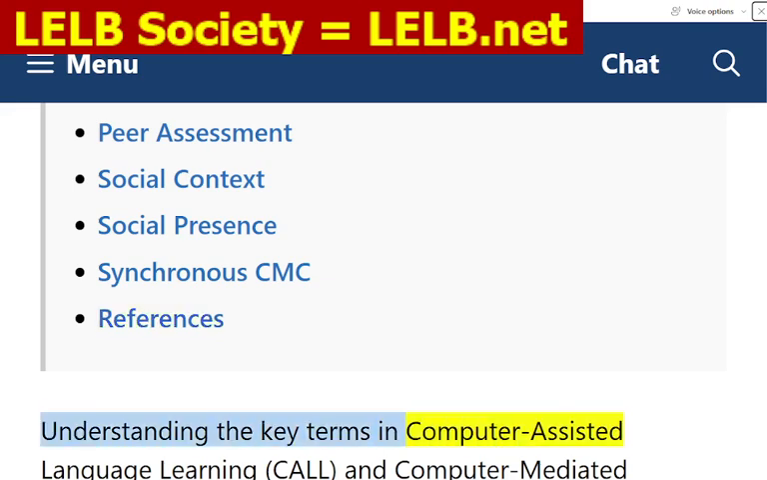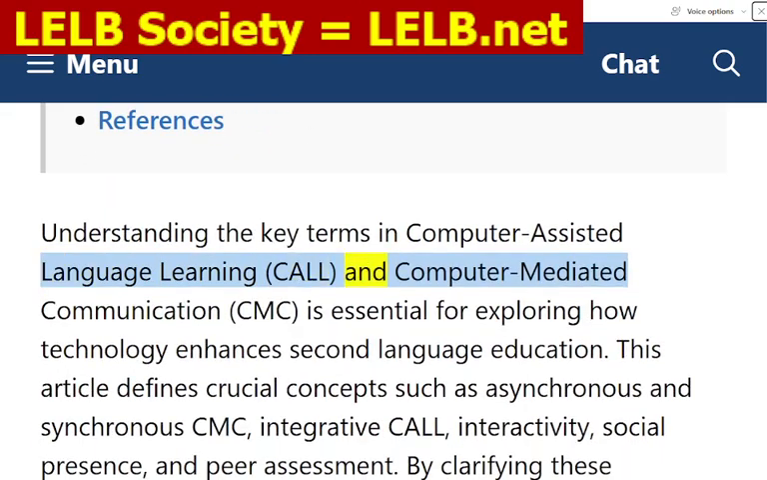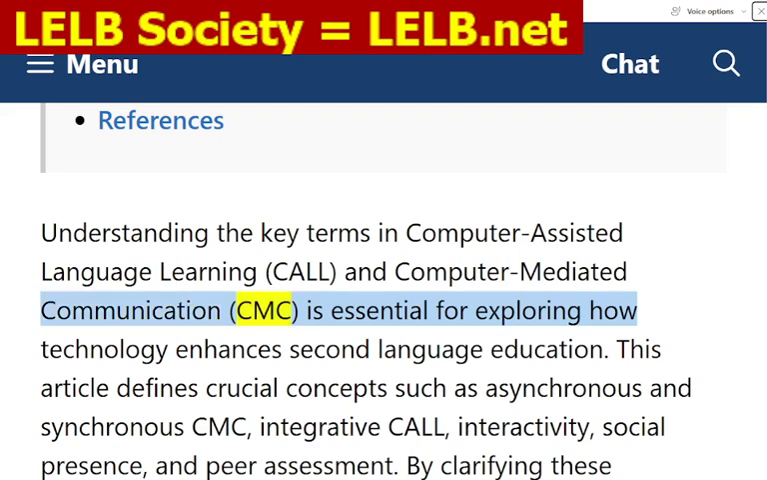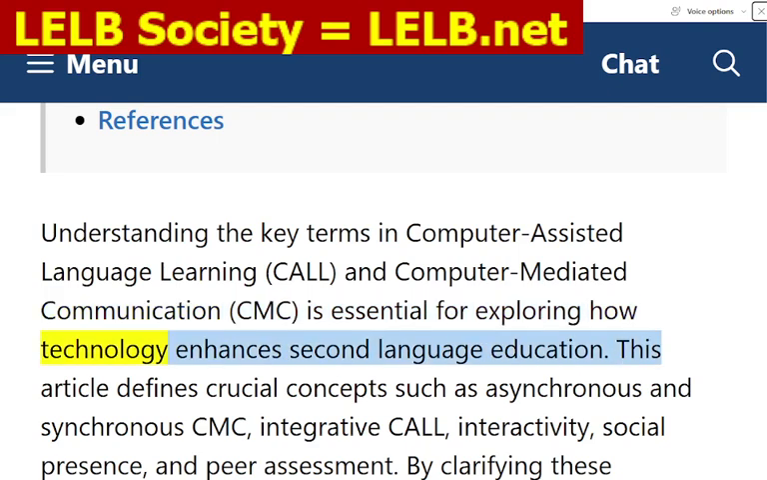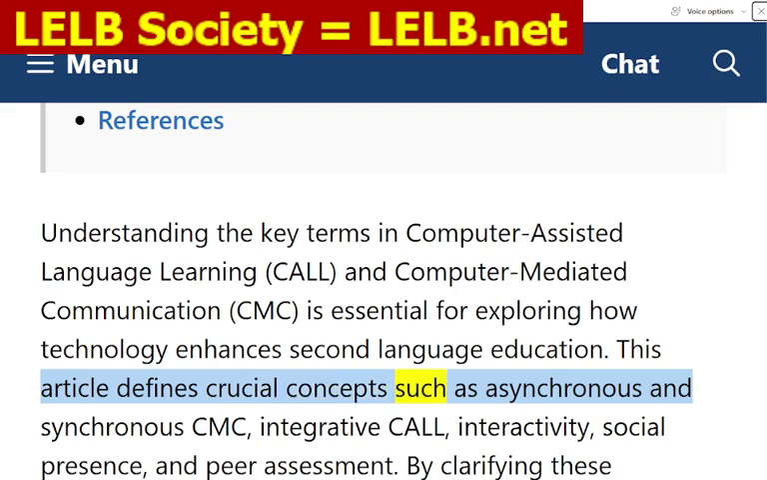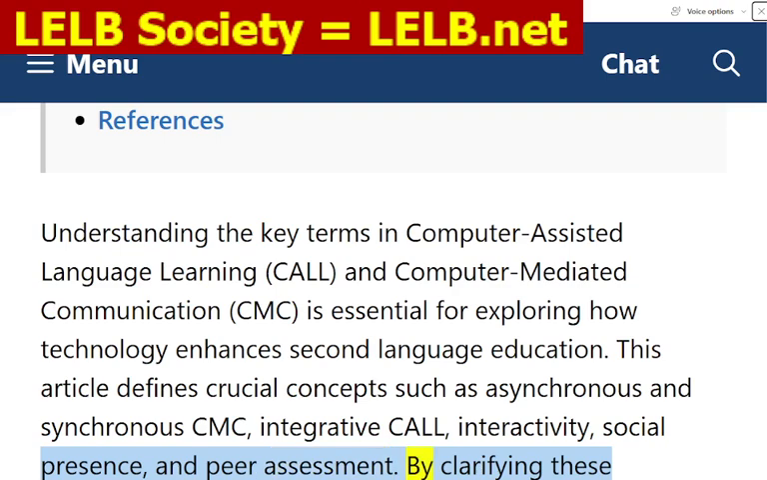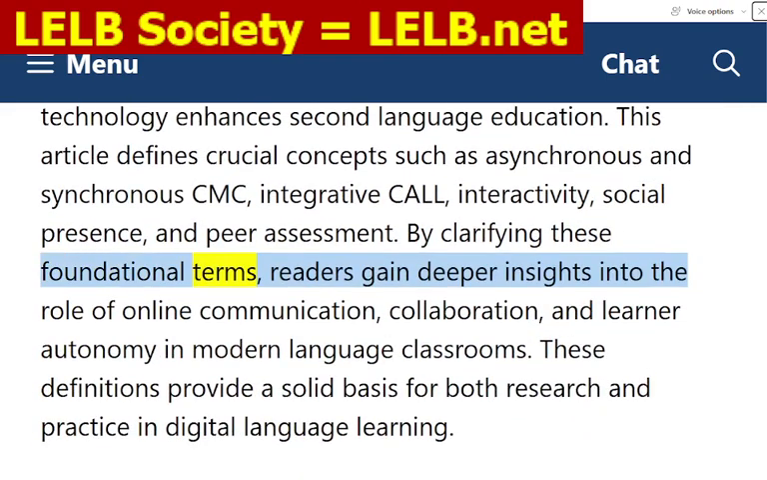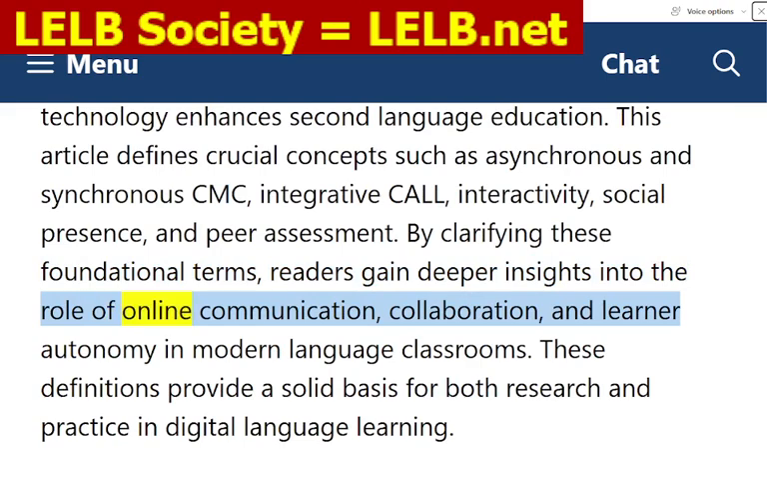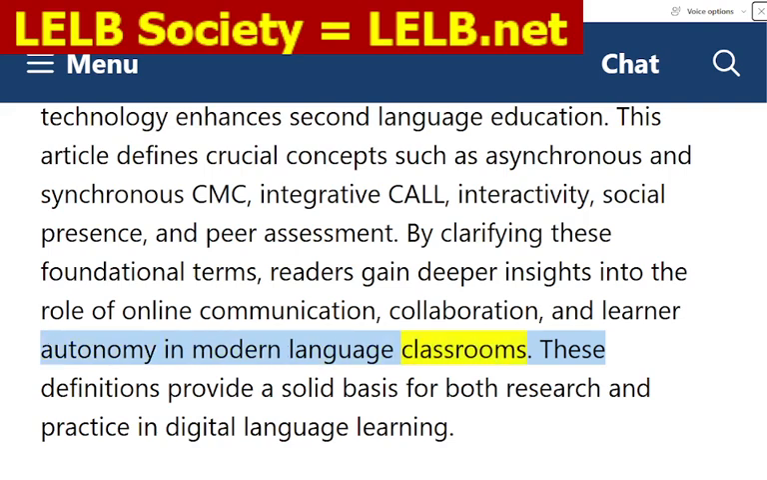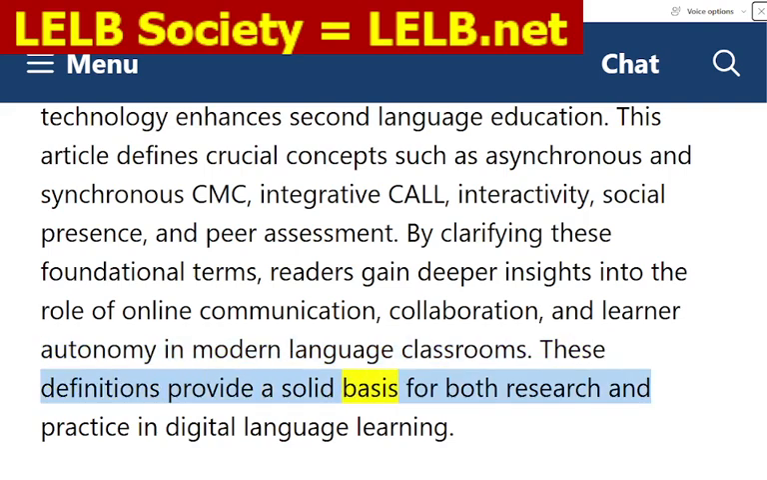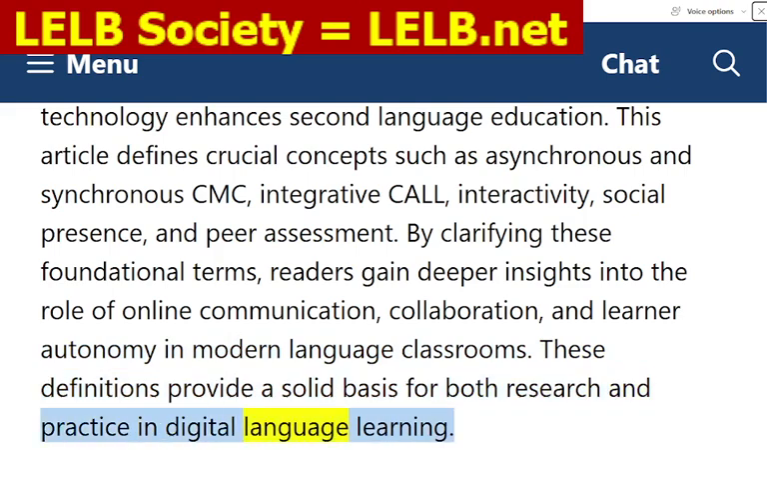Understanding the key terms in computer-assisted language learning, CAL, and computer-mediated communication, CMC, is essential for exploring how technology enhances second language education. This article defines crucial concepts such as asynchronous and synchronous CMC, integrative CAL, interactivity, social presence, and peer assessment. By clarifying these foundational terms, readers gain deeper insights into the role of online communication, collaboration, and learner autonomy in modern language classrooms. These definitions provide a solid basis for both research and practice in digital language learning.